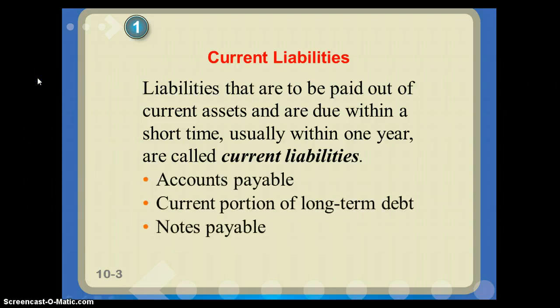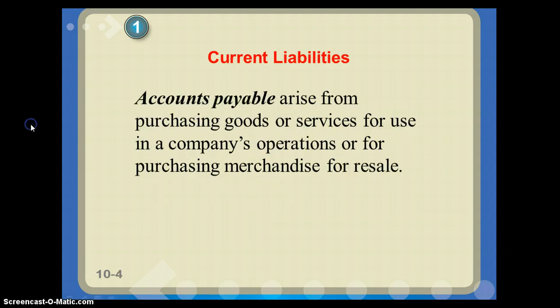Accounts payable is an example of this. A current portion of long-term debt. So part of our long-term debt is going to be due within this year. So although it might be a 10-year loan, part of that is due this year. So we would call that piece of it current liability. And then notes payable. Accounts payable are what we get when we purchase goods or services for use within the company. When we buy something to resell it, like say we are a clothing store, we purchase a bunch of t-shirts to resell, that's accounts payable.